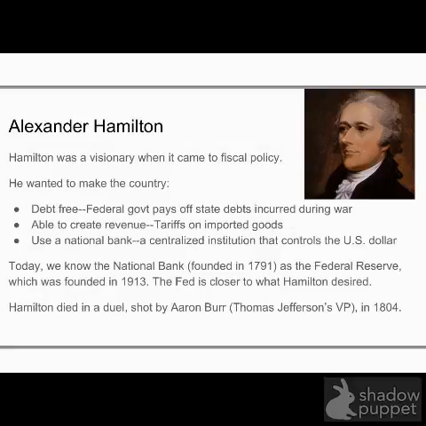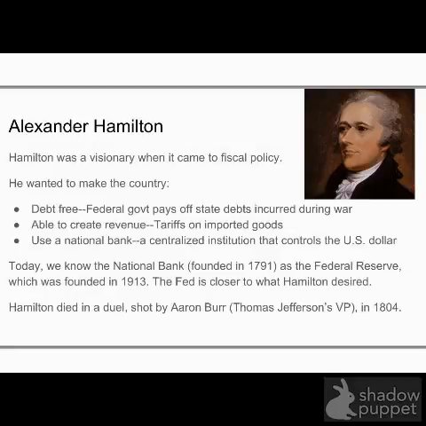Today we know the National Bank, which was originally founded in 1791, as the Federal Reserve. The Federal Reserve took over for the National Bank after that closed. And the Federal Reserve, as we know it today, was officially founded in 1913. And the Fed is much closer to what Hamilton desired in a national bank than what he got during his lifetime. What he saw during his lifetime, he considered to be a failure. And the Federal Reserve is a much closer approximation of what he wanted.